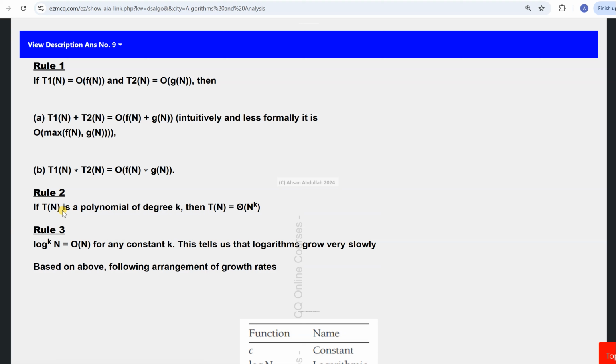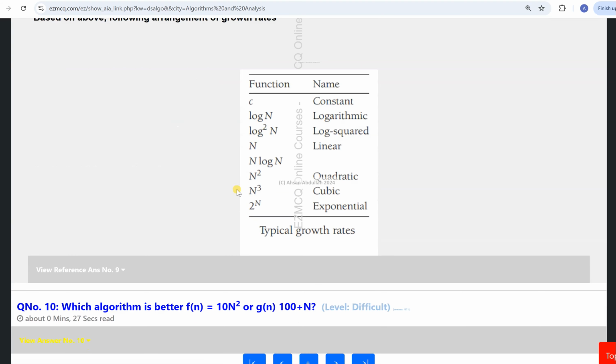So rule number two, if t of n is a polynomial of degree k, then t of n is equal to theta of n power k. So for the case of n squared in the previous example. And when the power of the log, then it is order n for constant k, right? Because this only changes the constant number. So this is actually the thing, and this is the constant, this is the variable. So this is how we look at the typical growth rates, and this is basically how we name them.